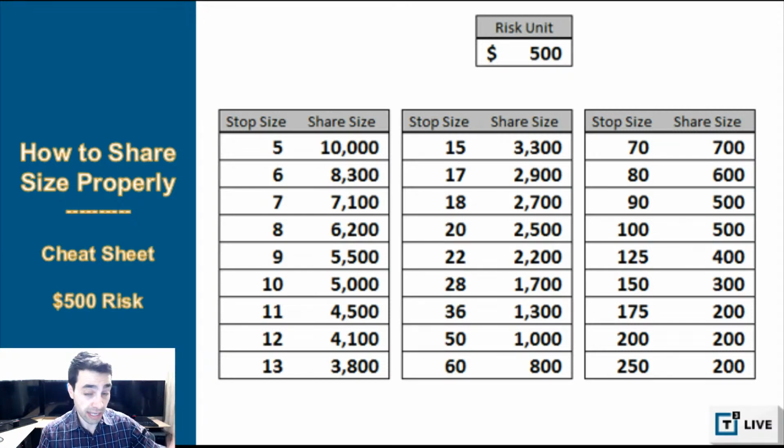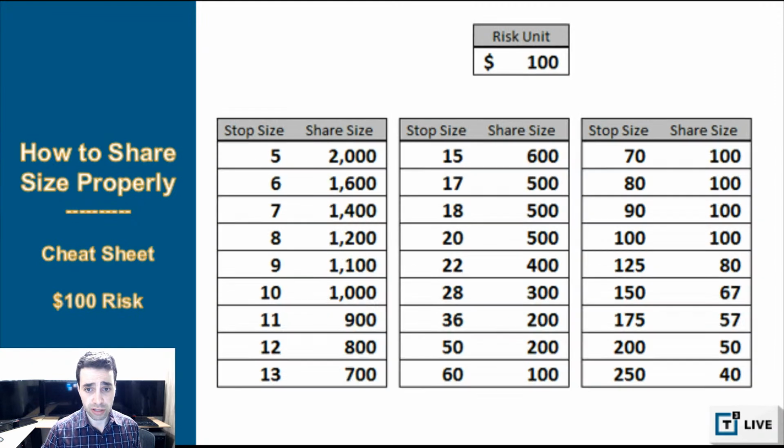I mean, you can calculate the share size really quickly. After a while, if you're always using the same risk unit, which is recommended, then most of the time I know already what the shares are. 15 cent stop, I know it's 3,300 shares. 20 cent stop, 2,500 shares. You kind of memorize it, okay? If it's $100 risk, same thing. So notice just the share size drops, nothing else, if it's $100 risk.